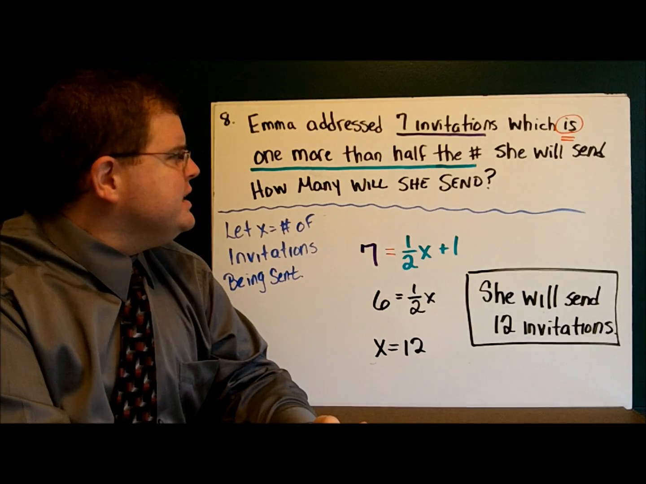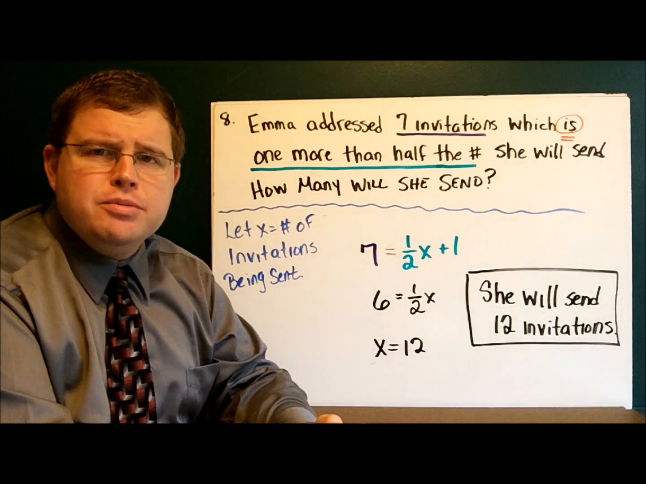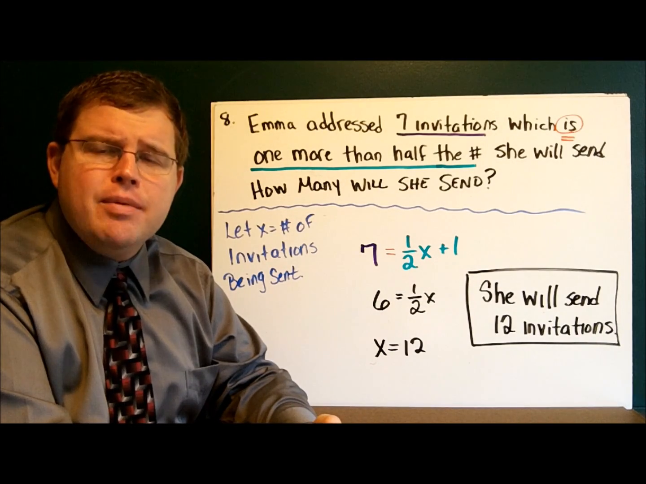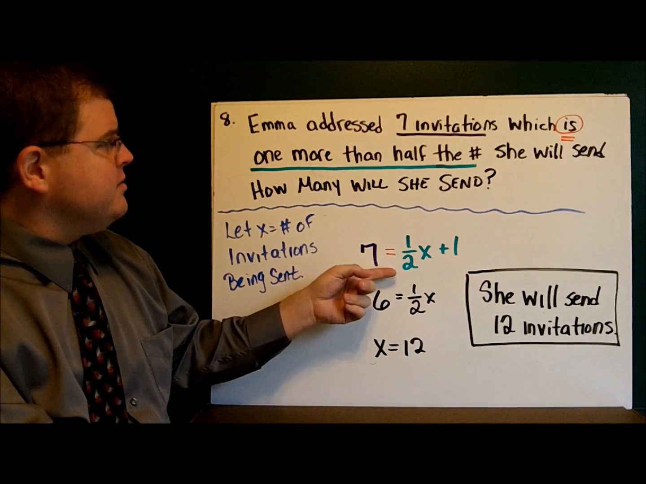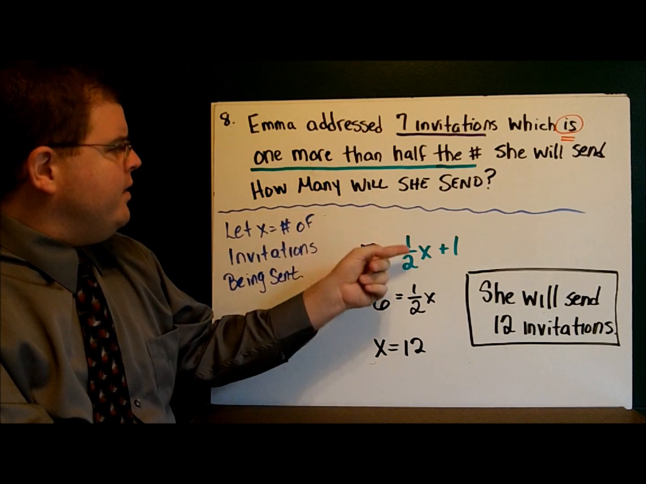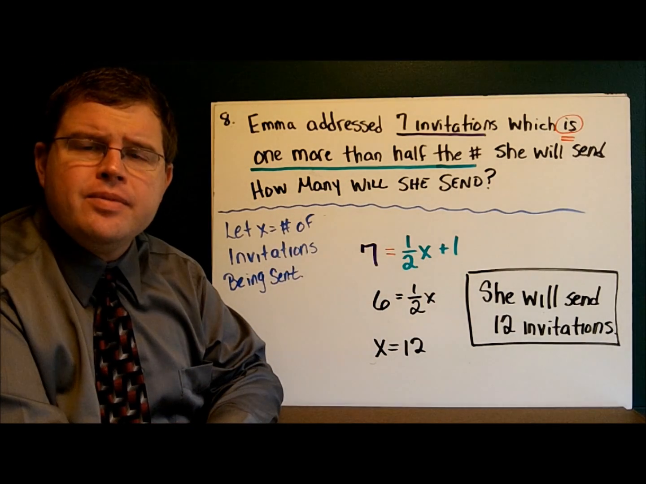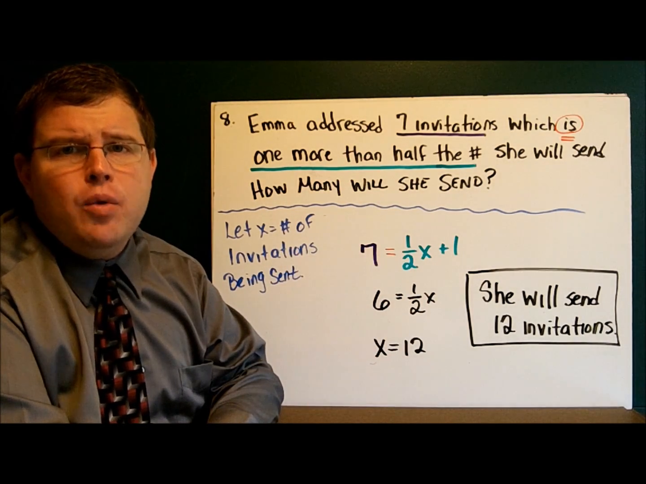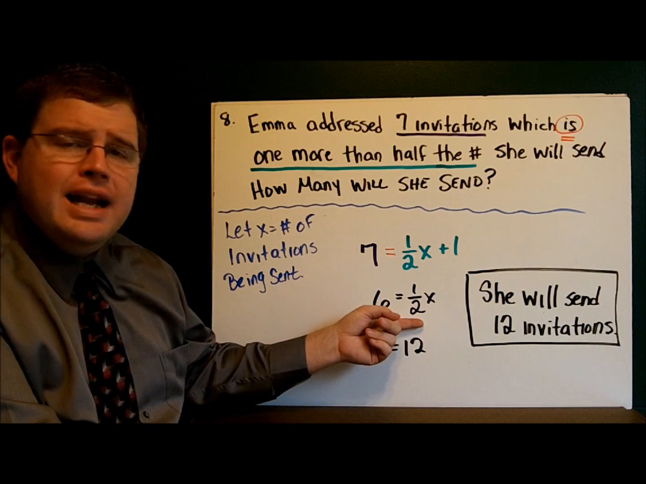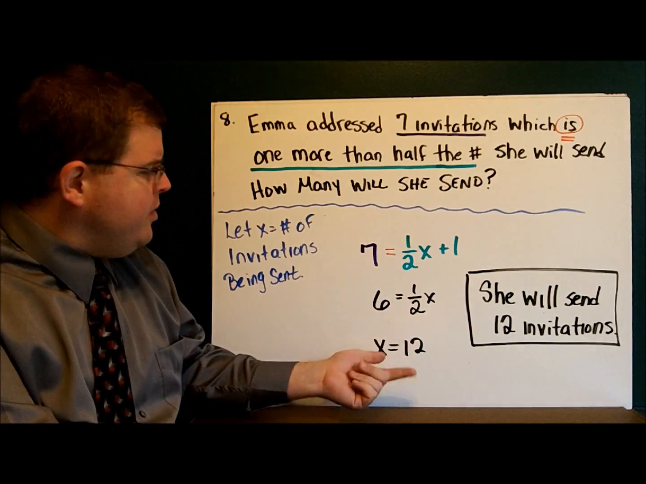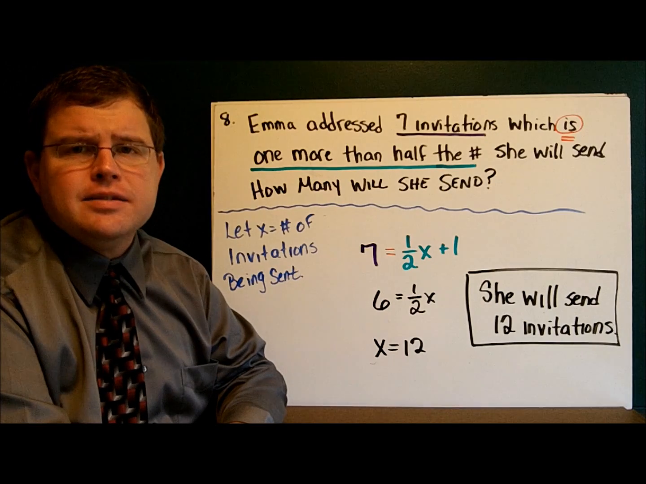7 invitations is 1 more than half the number. There's really that one little piece of the sentence that we've been working with already. 7 equals 1 more than half the number. And so now that I have my equation, subtract 1 from each side, and now multiply both sides by 2. X equals 12. So it looks like she'll send 12 invitations.